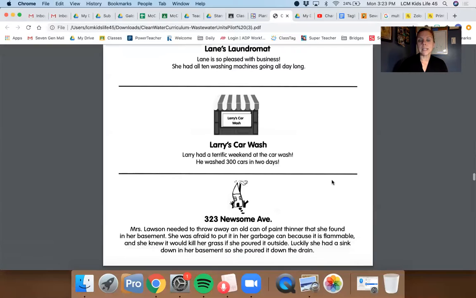So let's look at this. Larry's car wash, similar. He had a terrific weekend at the car wash. He washed 300 cars in 2 days. Awesome for business, not so awesome for water usage. So what questions might you have for Larry?